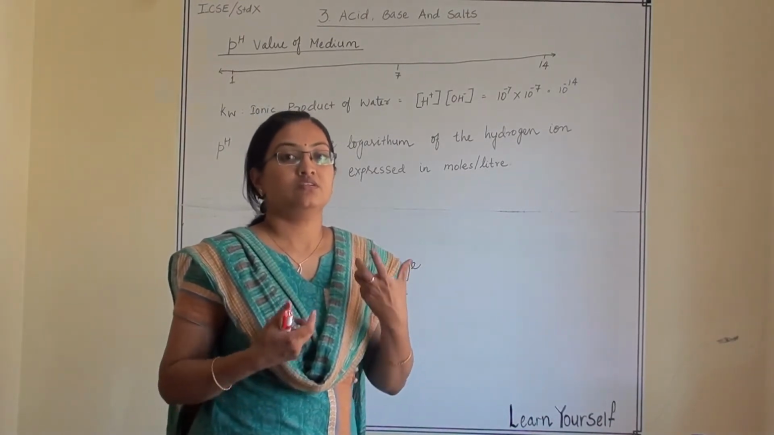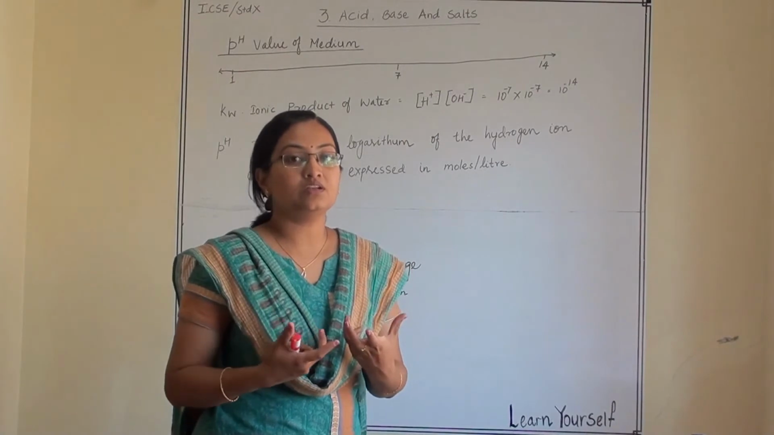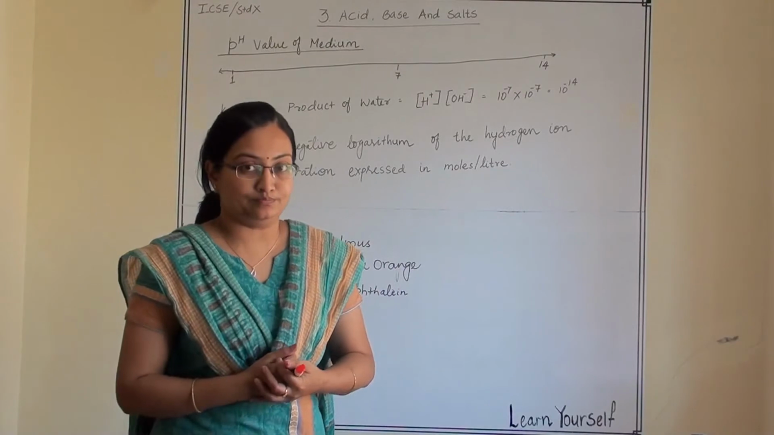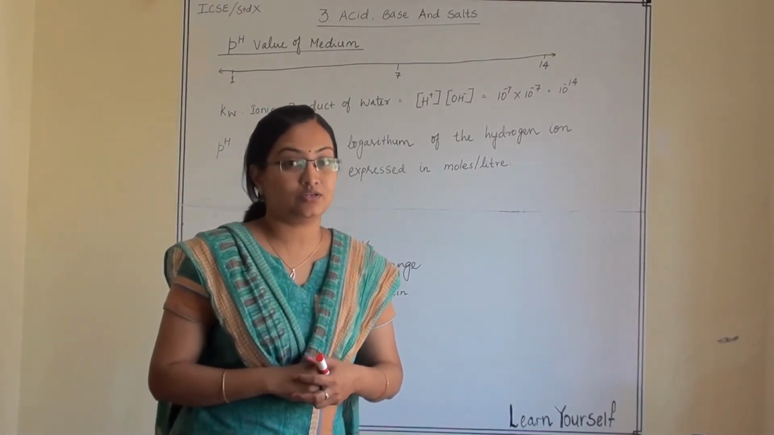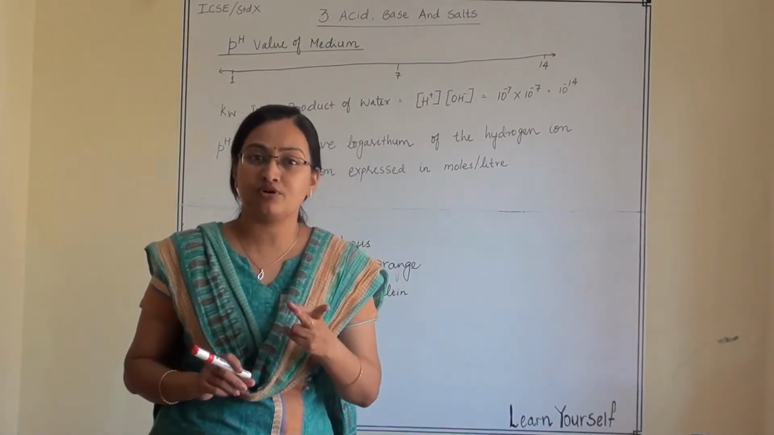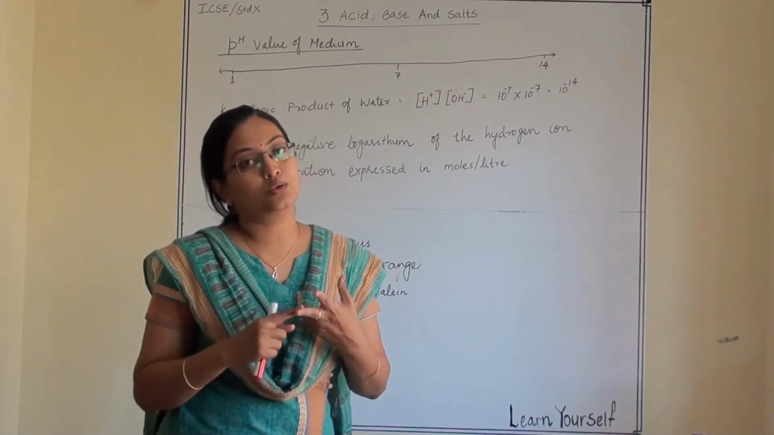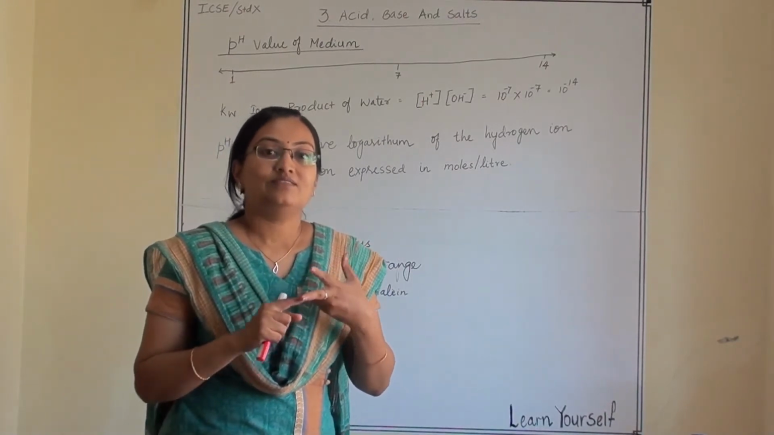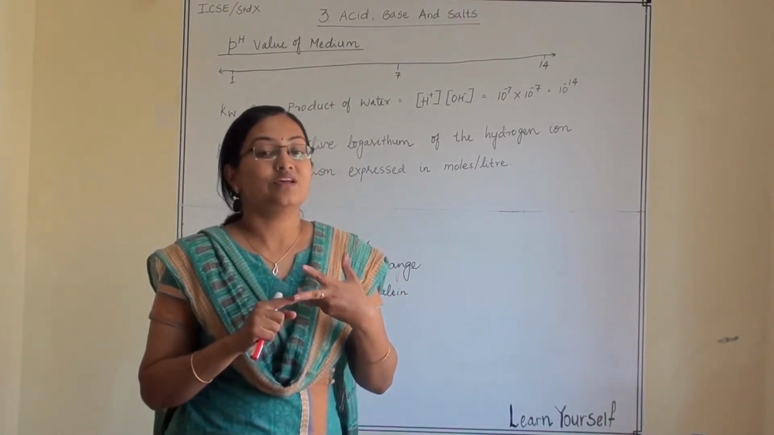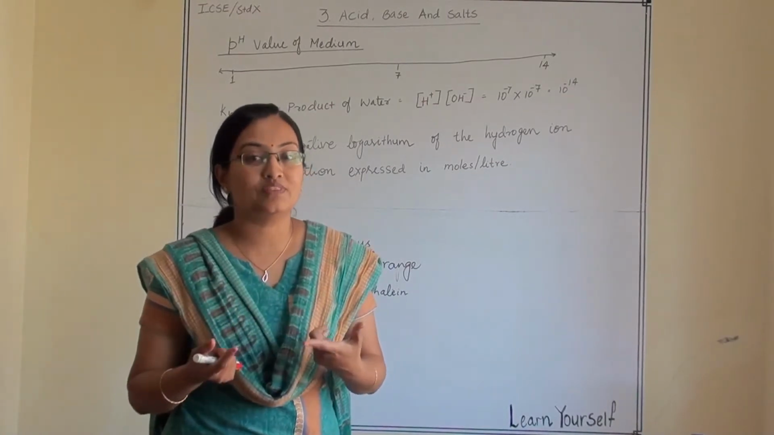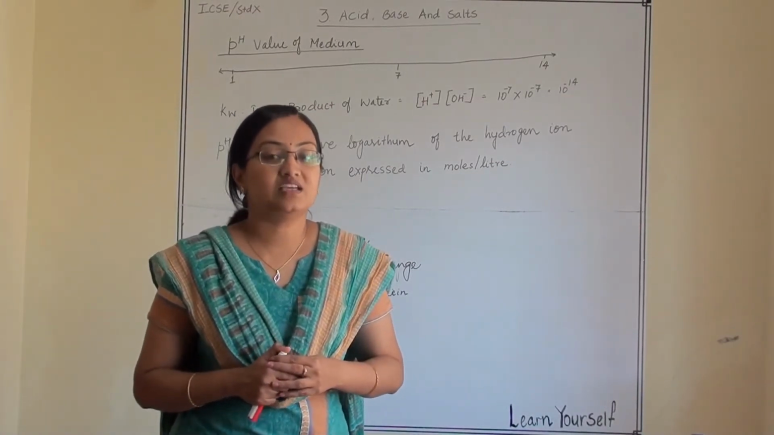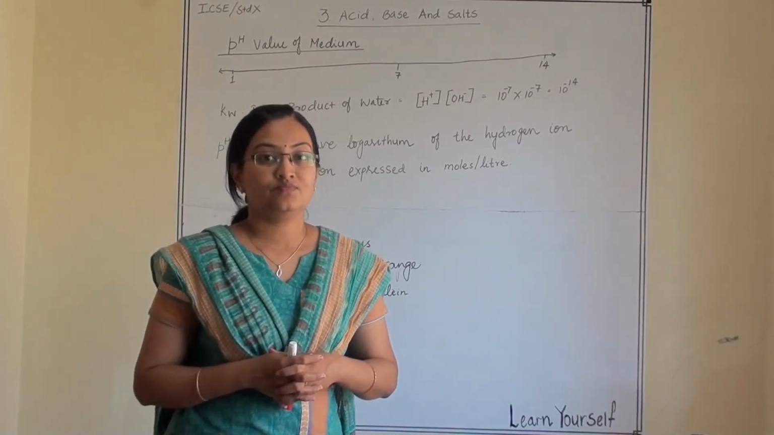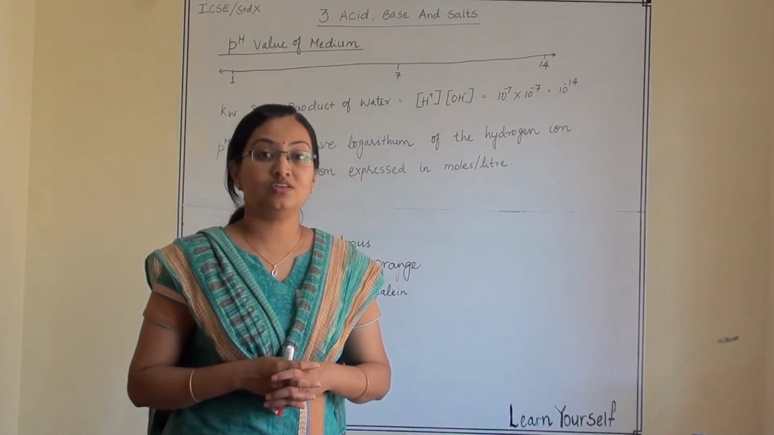So first, you all know that a handy one is litmus paper. There are two types of litmus paper. You must have performed an experiment in your laboratory. One is red, another one is blue. When blue turns red, we see that the solution is acidic. When red turns blue, that means the solution is basic. And if there is no change on both litmus papers, then we can say that the solution is neutral.